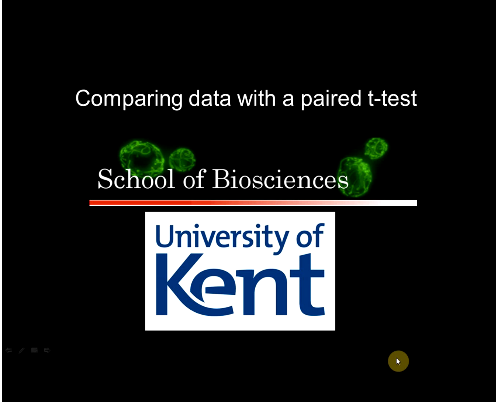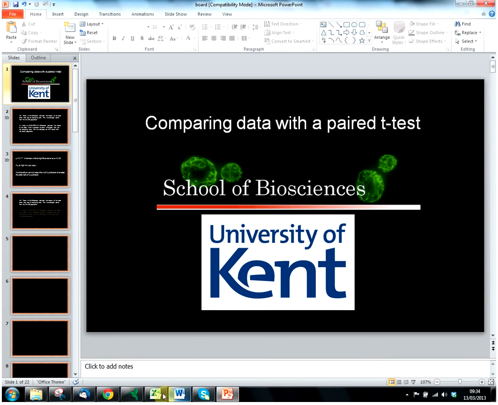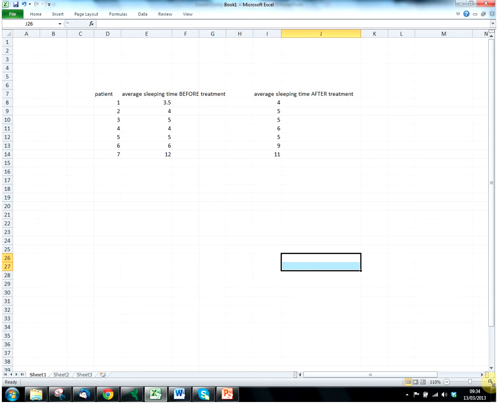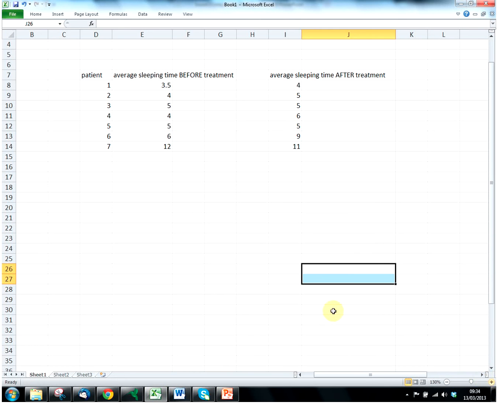Now first of all we need to have some data, and here's a little experiment. In this experiment, a drug was tested on 7 patients, and these patients had some problems sleeping through the night. So the patients were observed, and there was an average sleeping time before people got the treatment.